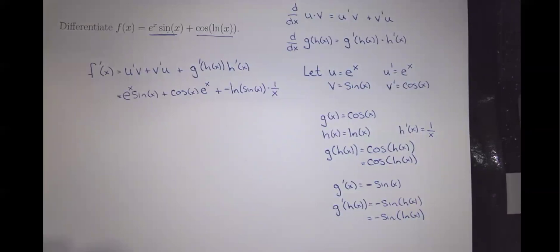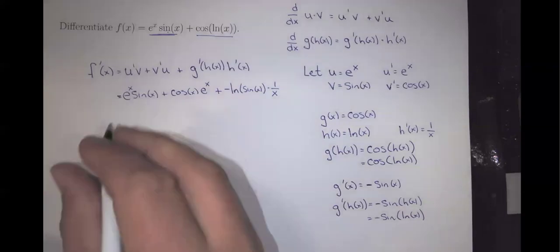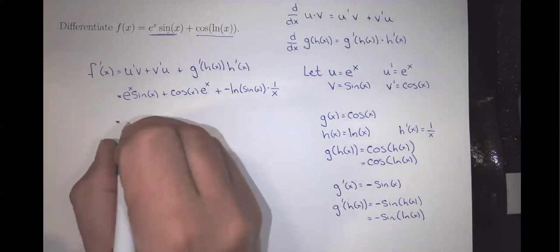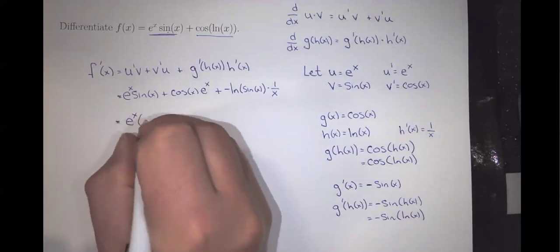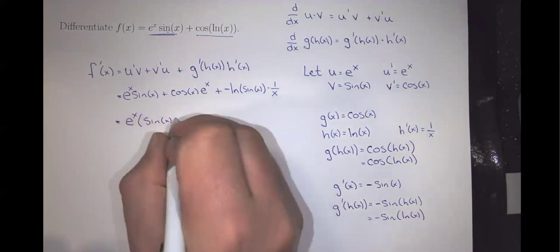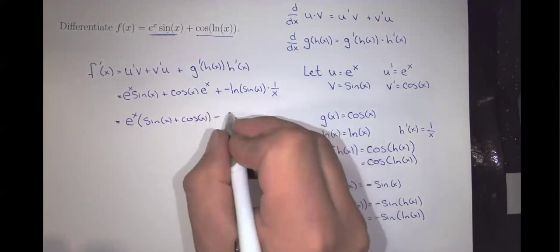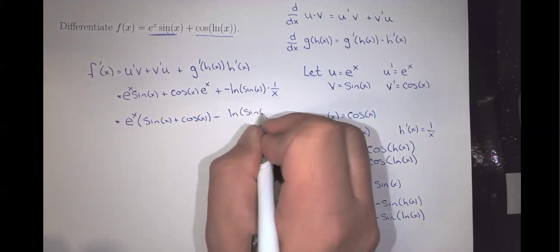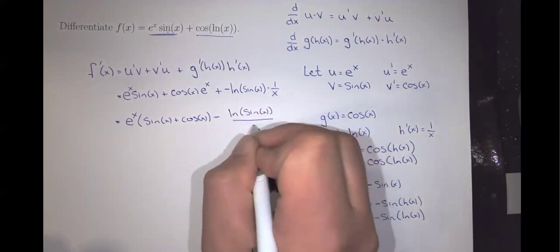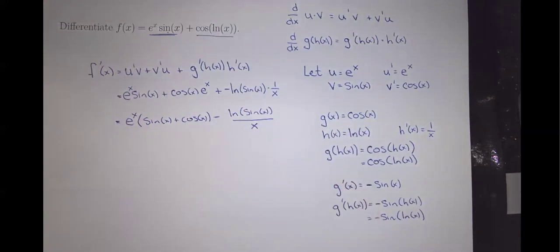You can simplify a little bit if you want, factoring out the e to the x from the first two terms, but that doesn't really do much. I mean, maybe you get something like e to the x times sine of x plus cosine of x, minus sine of log of x divided by x, but I would argue that that's no simpler than the preceding line. So any of the last line or the line before that is probably sufficient for this question.